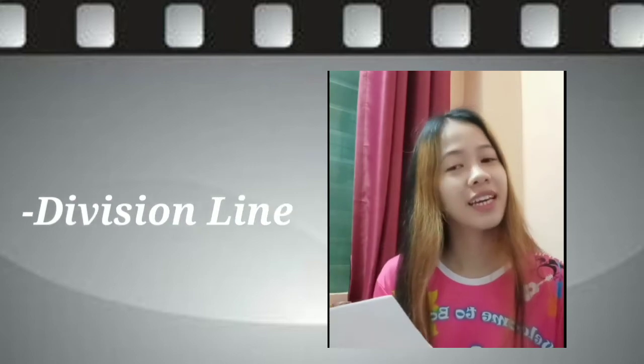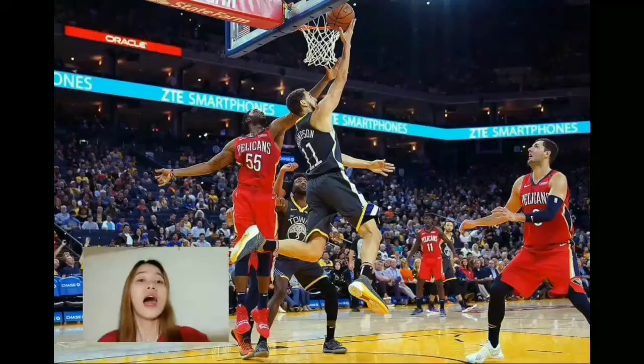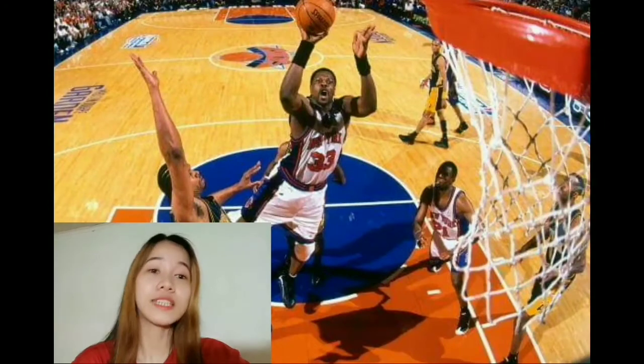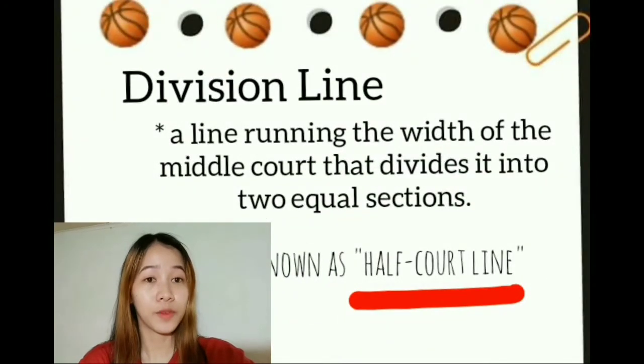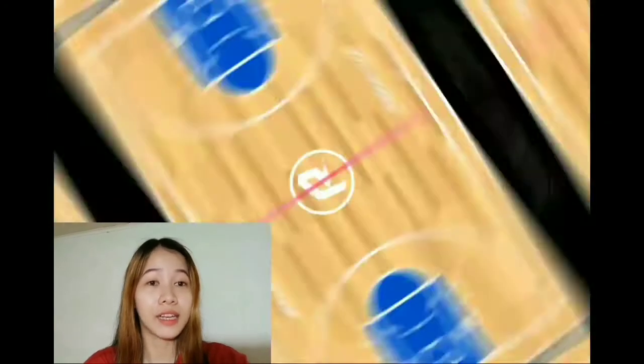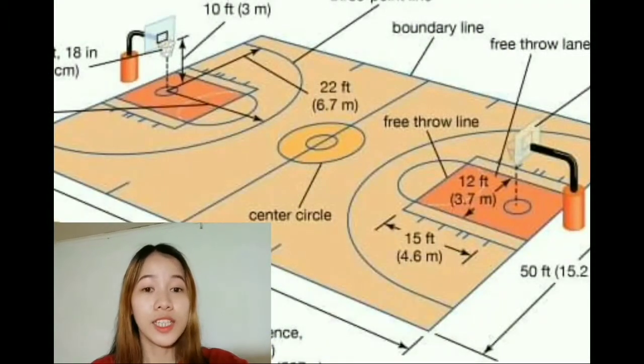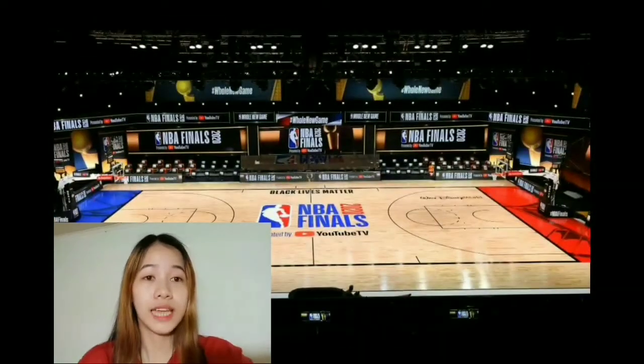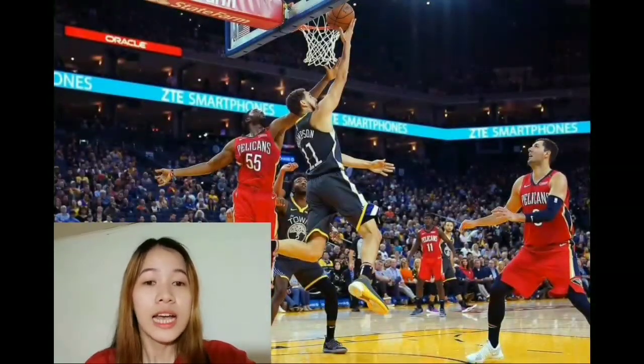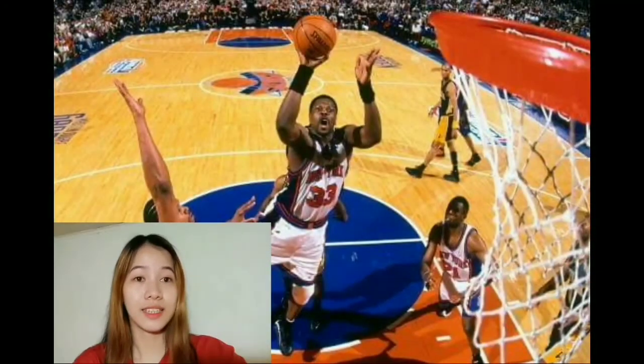The question is, what is the division line? Another part of the basketball court is the division line, also known as the half-court line. The division line is a line running the width of the middle court that divides it into two equal sections. In high school and college, a team has 10 seconds to get the ball across the division line, while in the NBA, the National Basketball Association, the time requirement is 8 seconds.